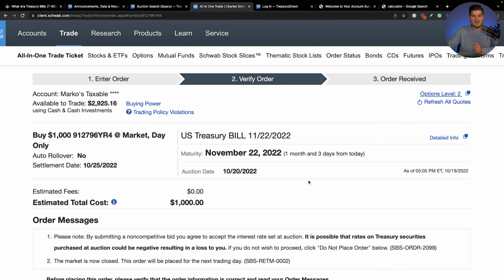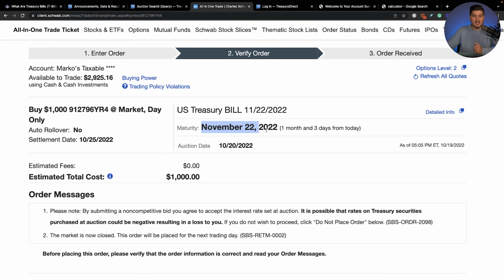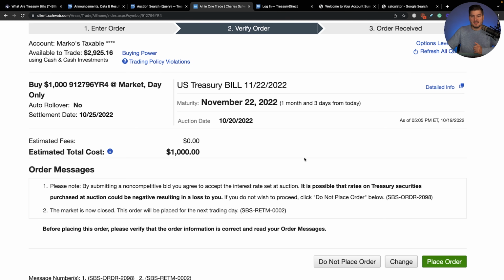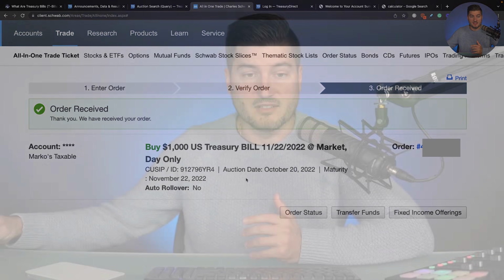So what that's going to do is it's going to basically summarize everything you have. $1,000, this is the ID. Market, day trade, auto rollover, no. Settlement date 10/25, maturity November 22nd. So that's those 28 days. Makes sense? So if I want to place this order, I would come down here, click place order, make it green, order received. There you go. So you have the order number, all that good stuff. So that we just bought $1,000 worth of a 4-week T-bill.